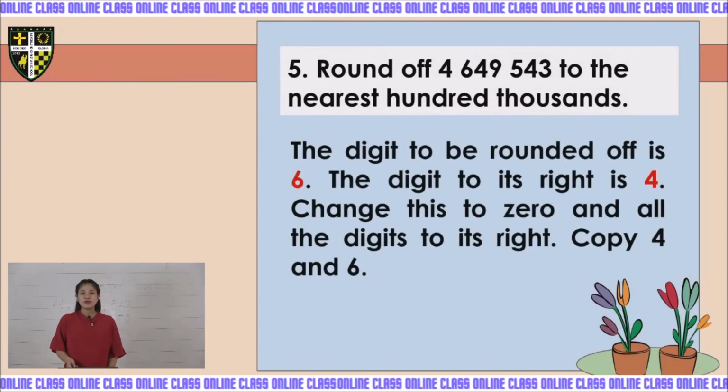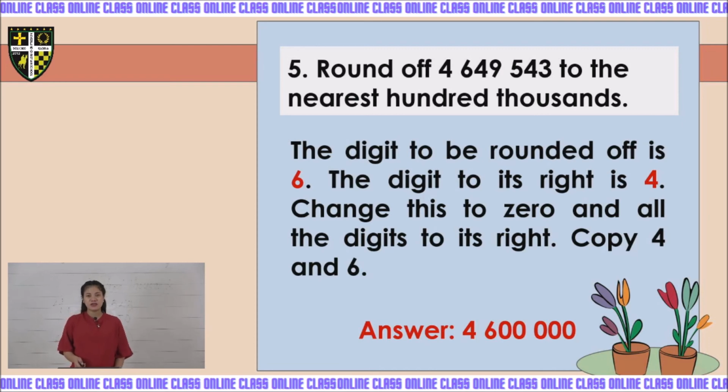Okay, let us check. The digit to be rounded off is 6. The digit to its right is 4. Change this to 0 and all the digits to its right. Copy 4 and 6. So the answer will be 4,600,000. Very good. We got all the correct answers.